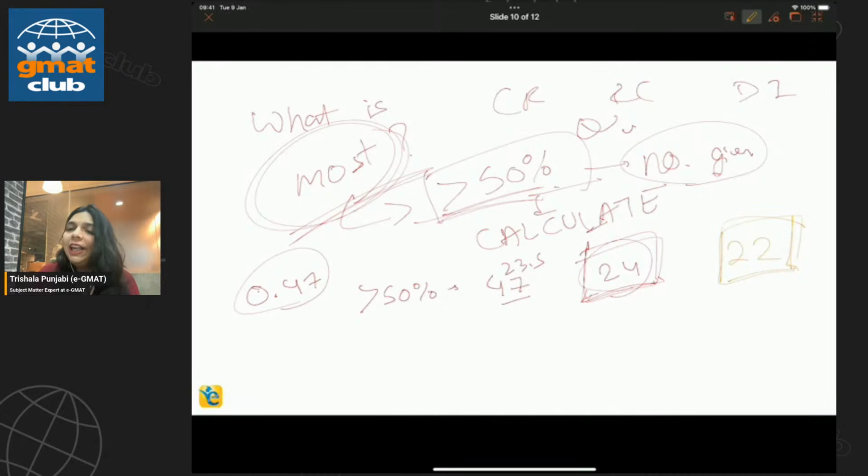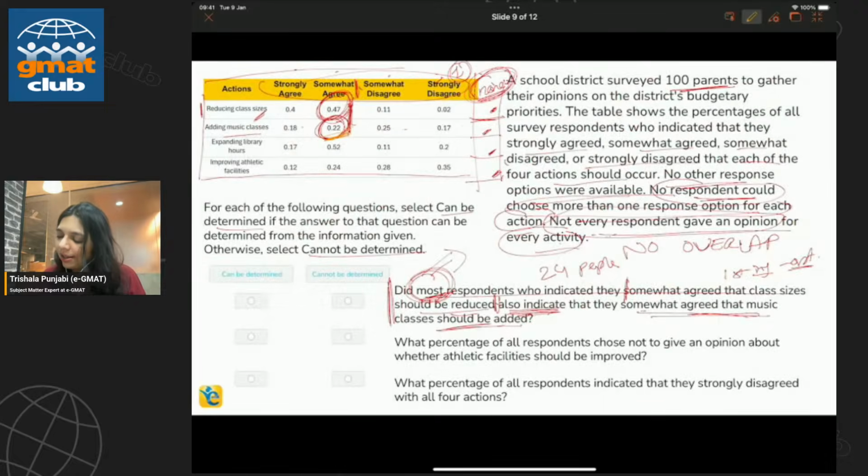Now, if we rephrase the question in our own words, what is the question asking? It is asking: are these 24 people and these 22 people the same? Essentially, that is what the question is asking, right?